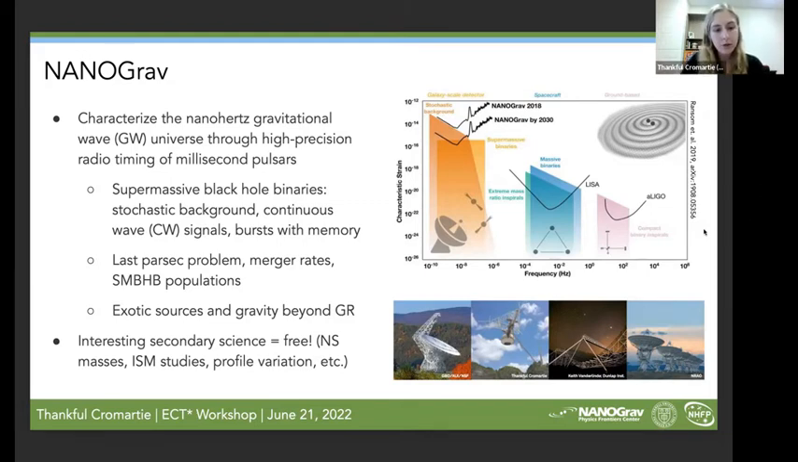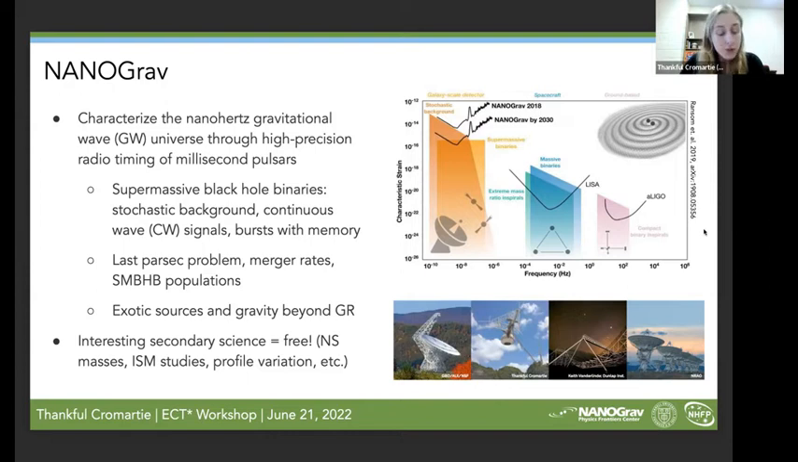In time, we're going to be able to detect continuous wave sources, so sort of these single mergers, and other interesting phenomena too, such as bursts with memory. These kind of permanent deformations in space-time are detectable through pulsar timing array experiments. This is going to help us understand sort of the last parsec problem, right? What happens at the end of these supermassive black hole mergers, merger rates, populations of supermassive black holes. So it's a very powerful sort of experiment.